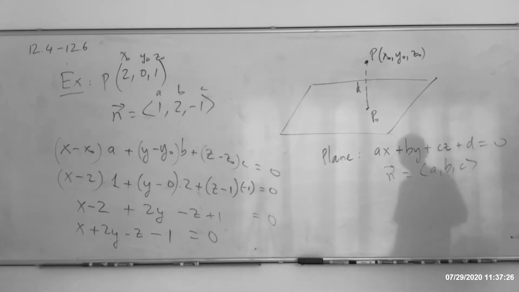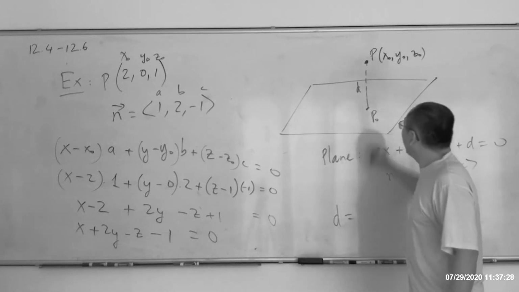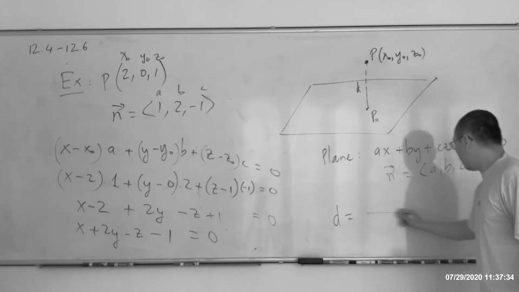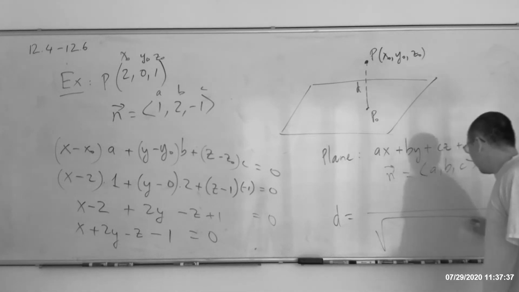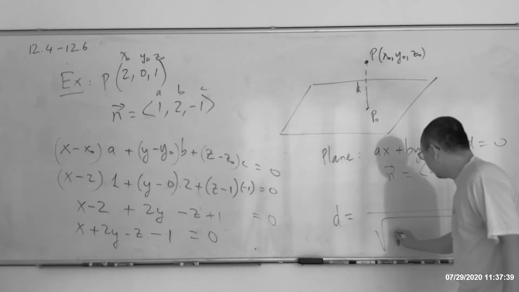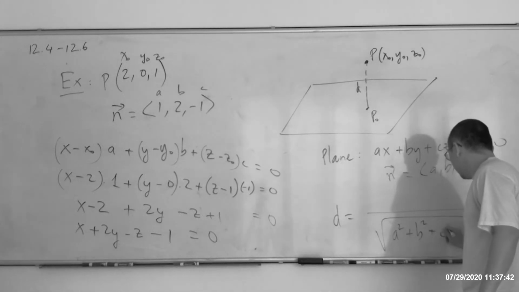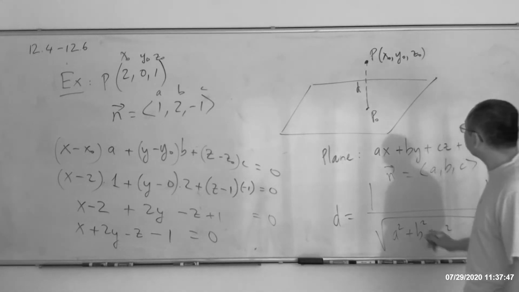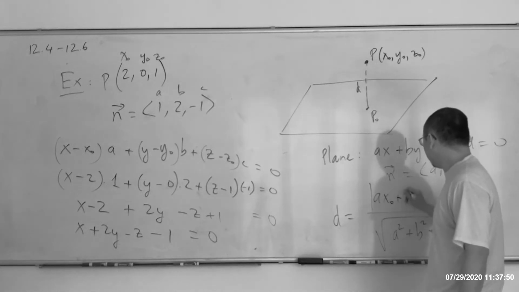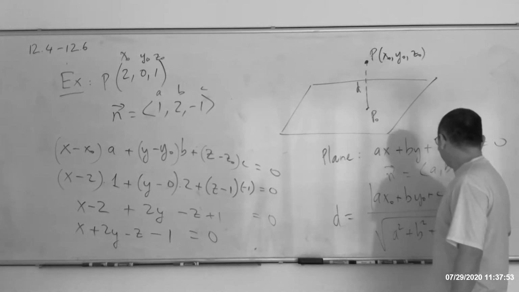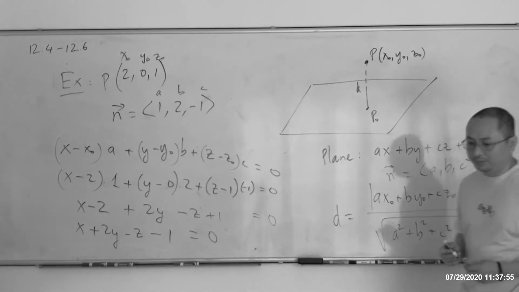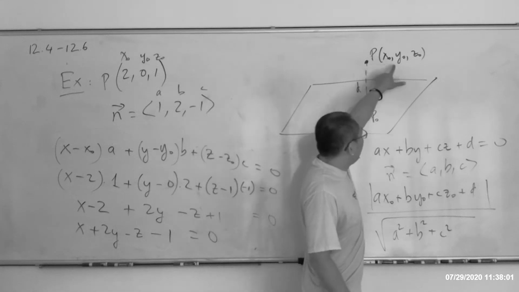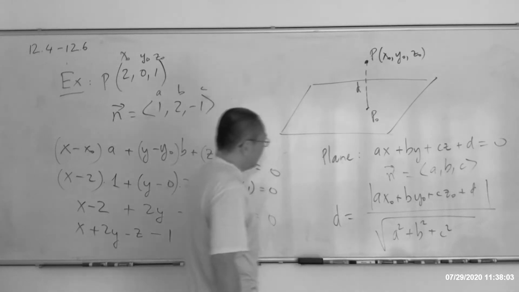So the distance d between the point P and the plane is calculated this way. It's going to be a fraction. The bottom will be the square root of a squared plus b squared plus c squared. And the top is going to be an absolute value because we want to make sure that everything is positive: a x naught plus b y naught plus c z naught, and then plus d. Make sure that I got it right. Yeah. So plug x, y, z in by the point, and then divide by the magnitude of n.